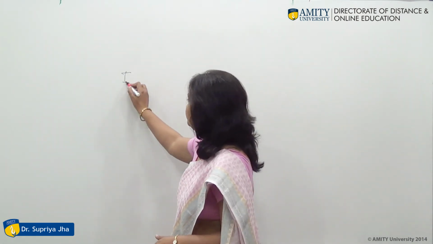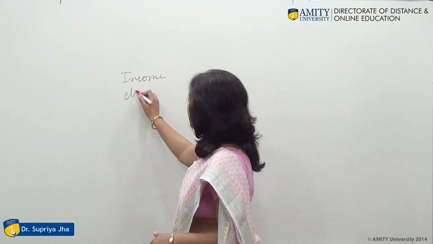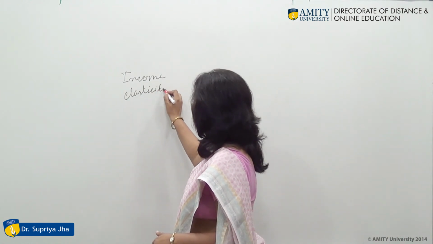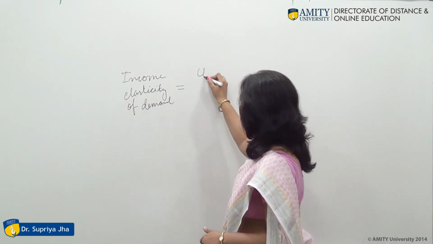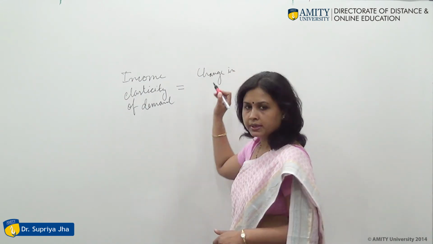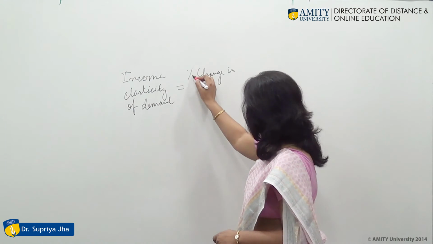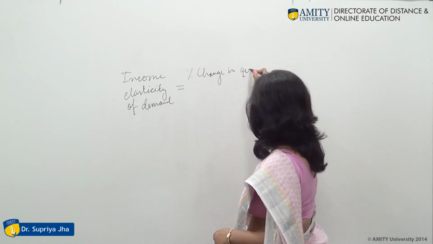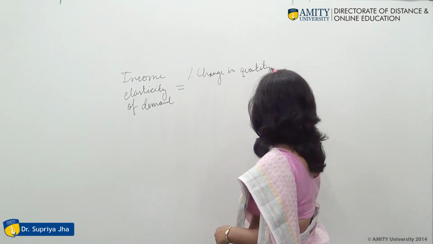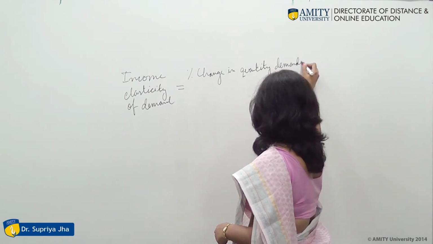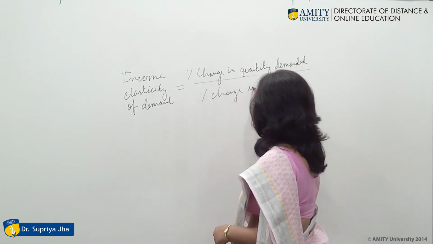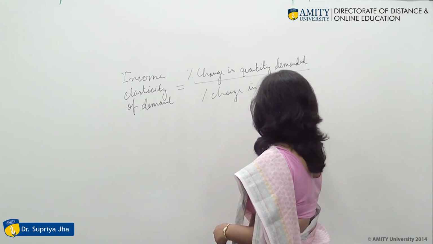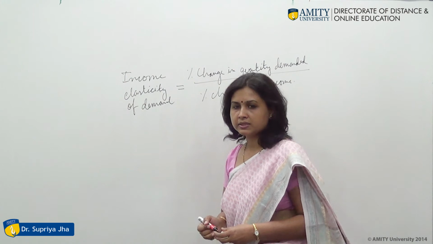So if we are writing the formula, it would be written: income elasticity of demand is equal to percentage change in quantity demanded divided by percentage change in income. So that's why it is known as income elasticity of demand.